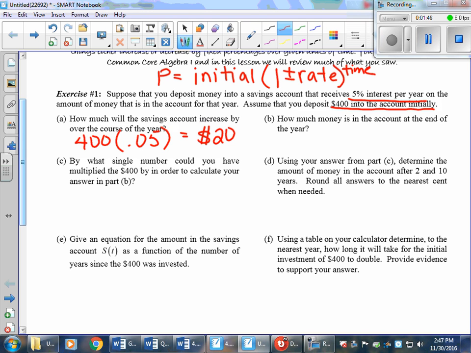B says, how much money is in the account after the end of the year? Well, easily enough. We know we started with 400. We added $20 interest, which is awesome, by the way, and you get $420 in the account at the end of the year.